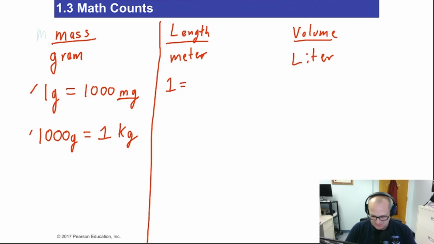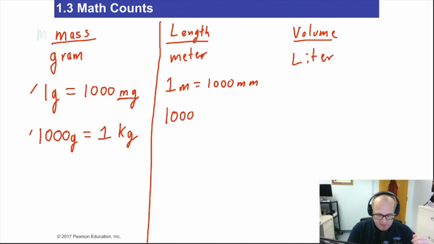Equals. I did it again. Sorry. 1 meter, got to have a unit, equals 1,000 millimeters. So notice milli means you divide by 1,000. Or in other words, there's 1,000 of these and one of those. Okay, 1,000 millimeters in 1 meter.